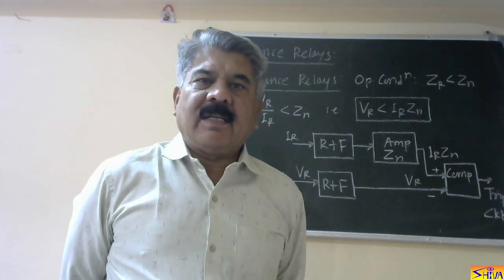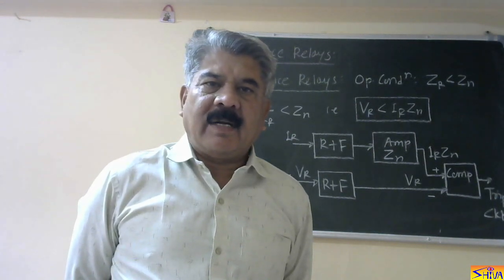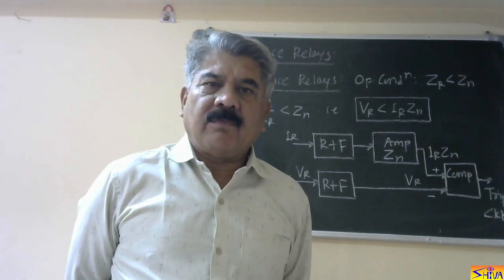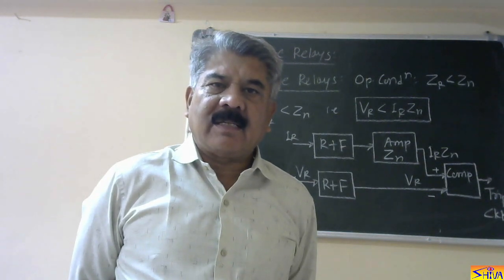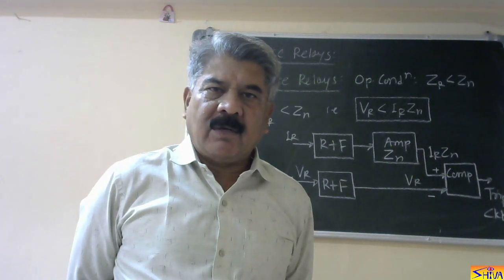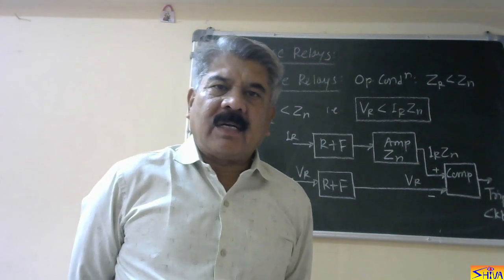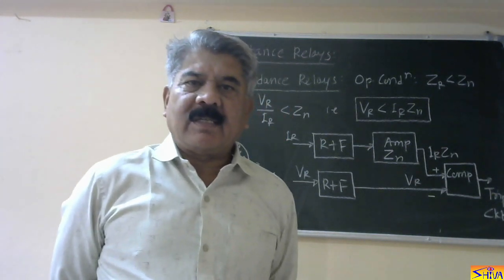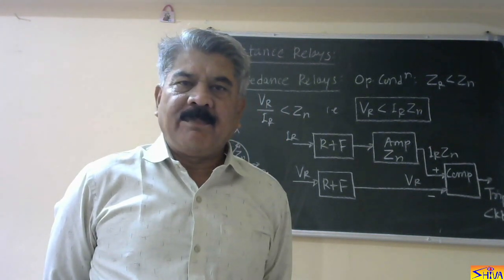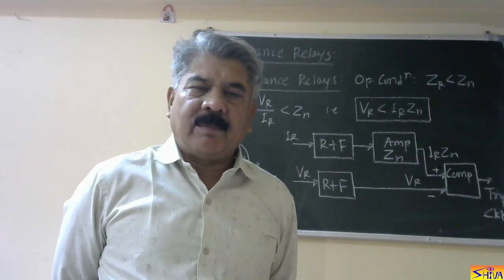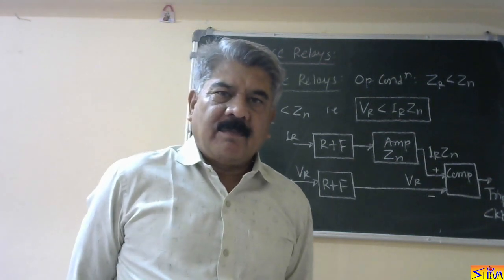Now, distance relays are the relays which operate when the ratio of voltage to current becomes less than certain predetermined value. Now, as voltage to current ratio is nothing but the impedance, so we can say that when impedance measured by the relay becomes less than impedance setting, the relay operates.